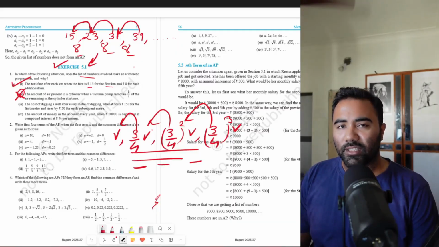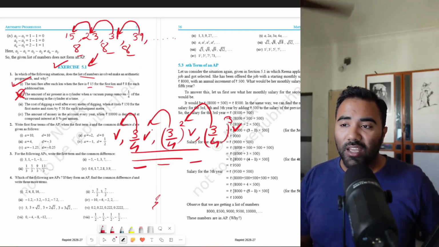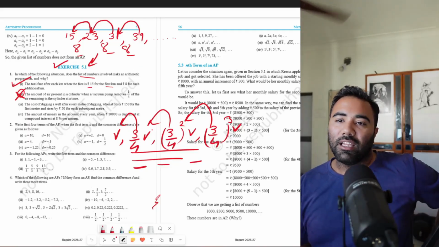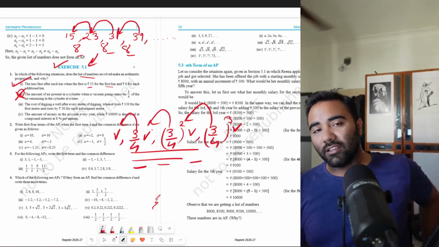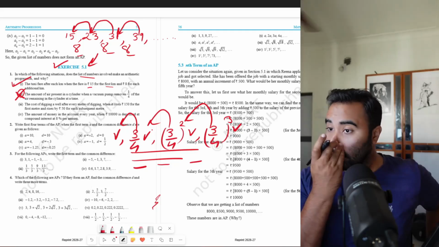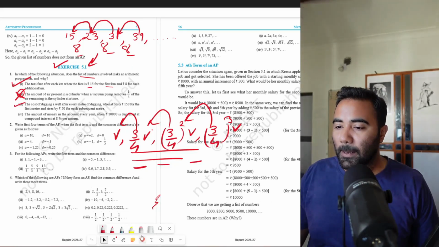For the second one, you can pause this video and work out the solution for each of these numbers, subtract them using the LCM technique, and find out whether they really are in arithmetic progression or not. Let's come to the third one. Let me make some space.